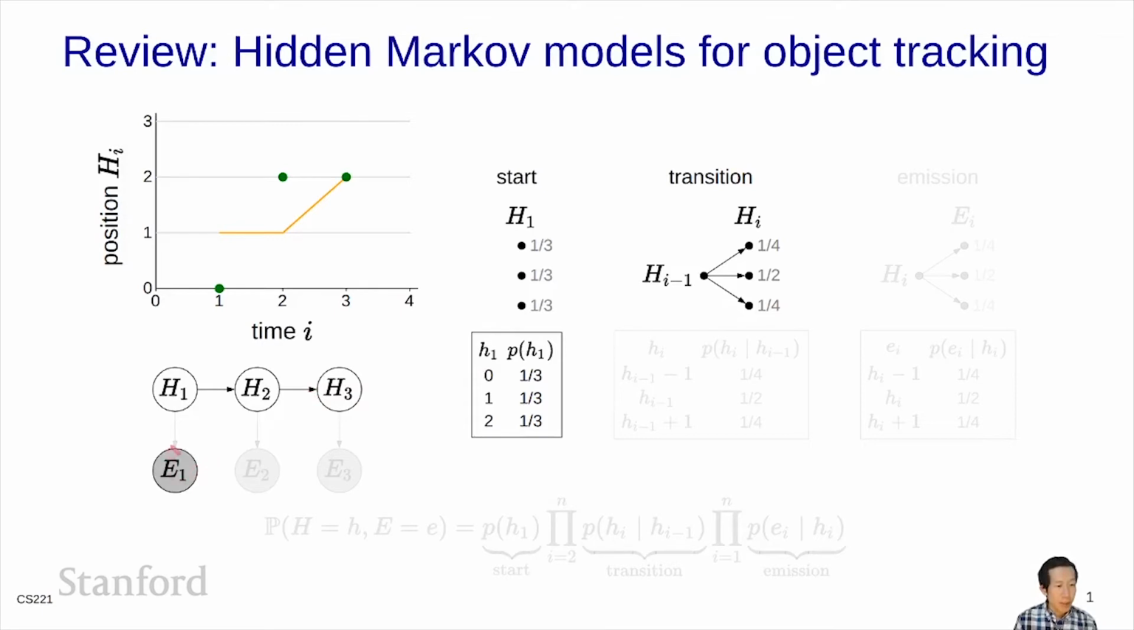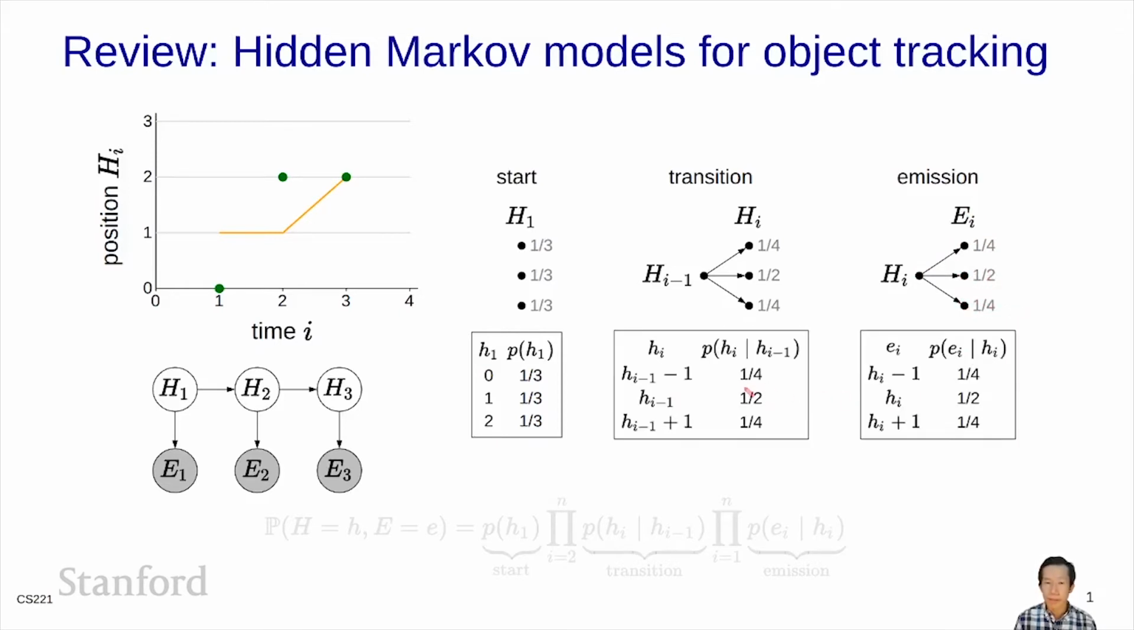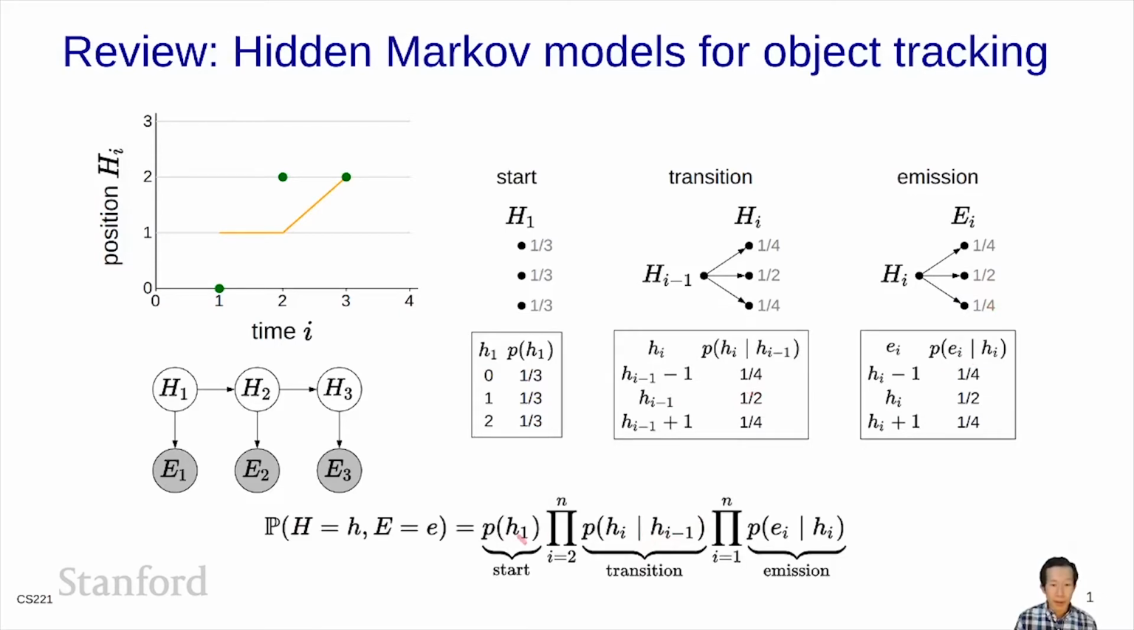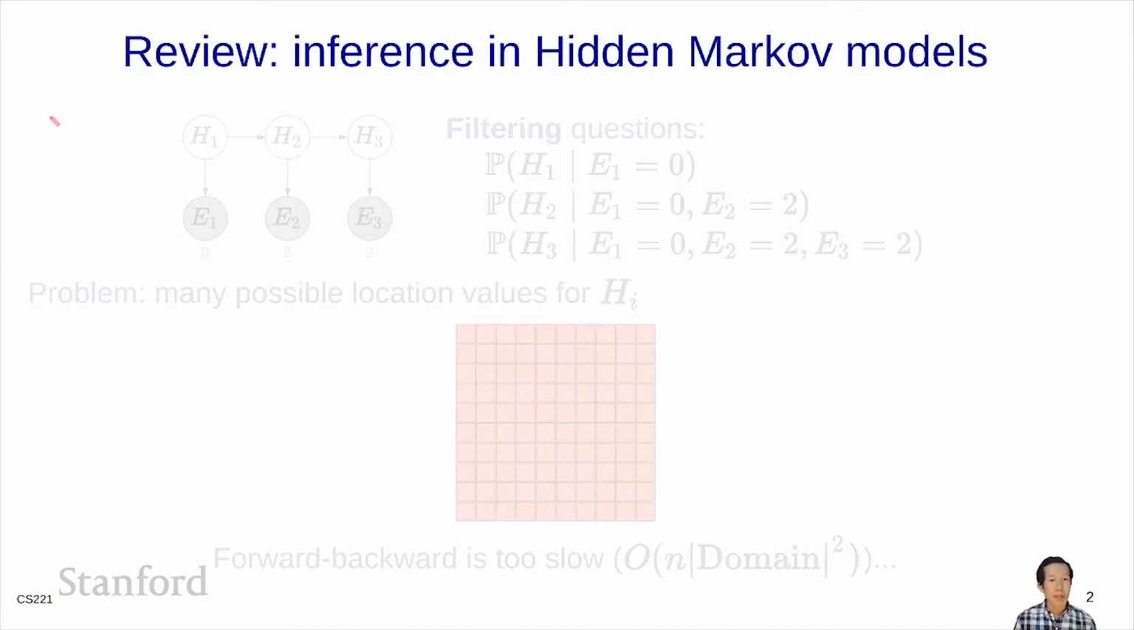Now, at each time step, we get a sensor reading, E1, E2, E3, conditioned on the respective locations, and that's governed by the emission distribution, which takes Hi and goes up by 1/4, stays the same with 1/2, goes down with probability 1/4. So now you multiply all of these local conditional distributions together, and you get one glorious joint distribution over all the object locations as well as the sensor readings. That's our HMM. So now, given this HMM, we can ask all sorts of questions on it.